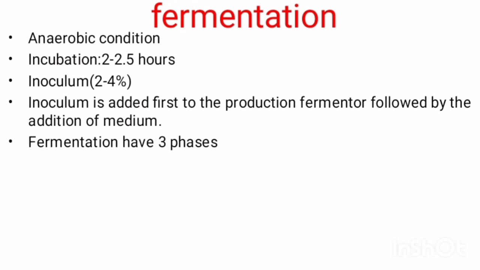Acetone butanol is produced by an anaerobic fermentation process. The fermenters after sterilization are gassed with carbon dioxide. Then inoculum is added first to the production fermenter, followed by the addition of medium. The inoculum requirement for the production process is about 2 to 4%.